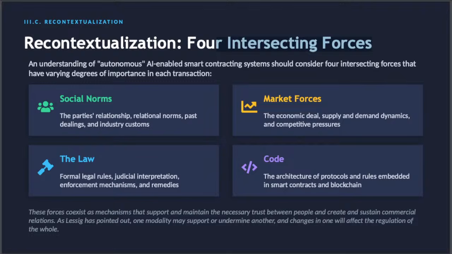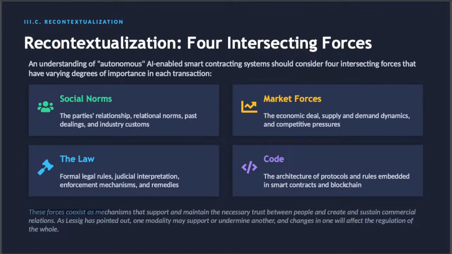Recontextualization, the four interesting forces here. Again, we consider the four intersecting forces that have varying degrees. Again, the social norms: the parties' relationships, relational norms, past dealings, and industry customs. The market forces: the economic deal, supply and demand dynamics, and competitive pressures. The law: the formal legal rules, judicial interpretation, enforcement mechanisms and remedies. And the code: the architecture of protocols and rules embedded in smart contracts and blockchain.